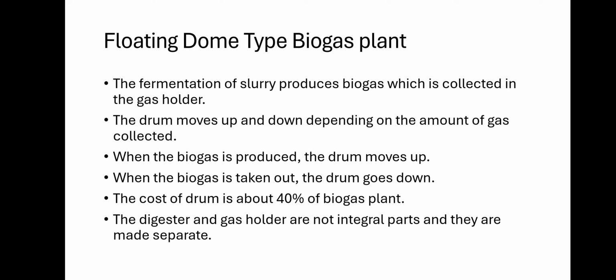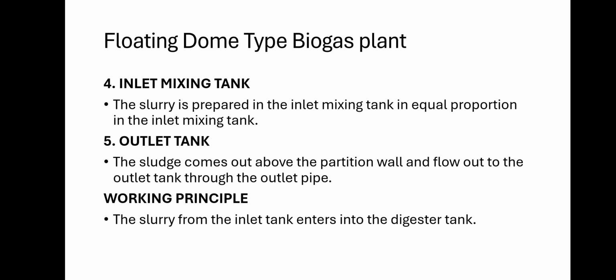When the biogas is produced, the drum moves up. When the biogas is taken out of the tank, the drum goes down. The cost of the drum is 40% of the total cost of the plant. The digester and gas holder are not integral parts, they are made separate. The third one, inlet mixing tank. The slurry is prepared in the inlet mixing tank in equal proportion. Outlet tank: the sludge comes out above the partition wall and flows out to the outlet tank through the outlet pipe.